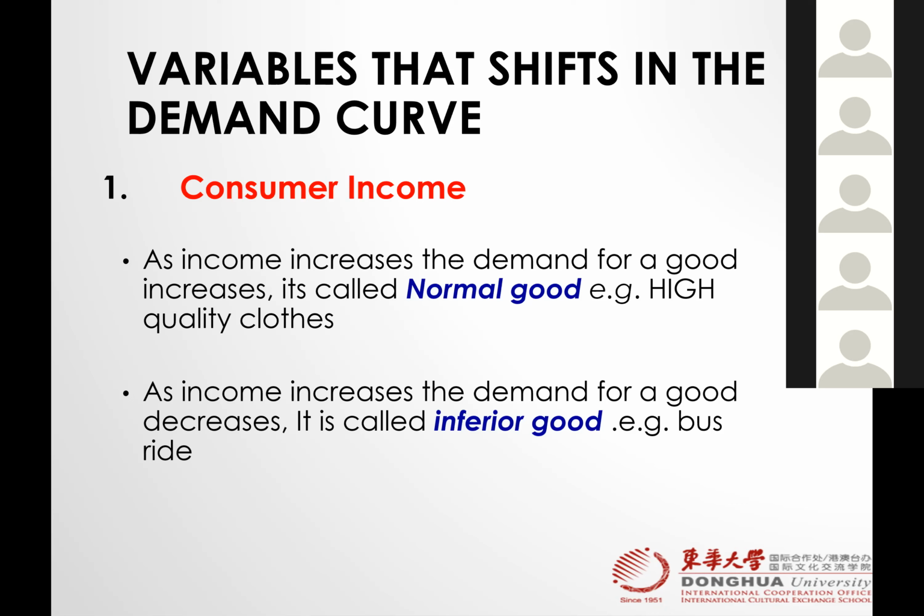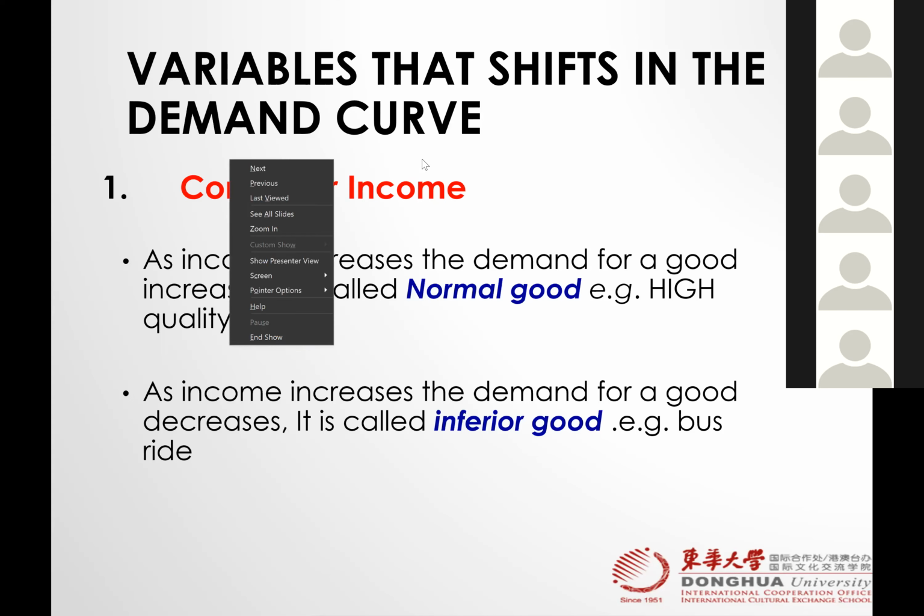No, it's clear. Okay. So whenever there is a normal good, it means the demand shifts to the right because we start consuming more, demand shifts to the right. Inferior means when consumer income rises, you start consuming less, right? Demand shifts to the left, right?